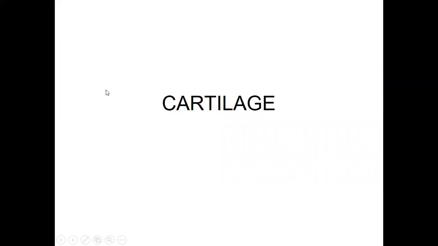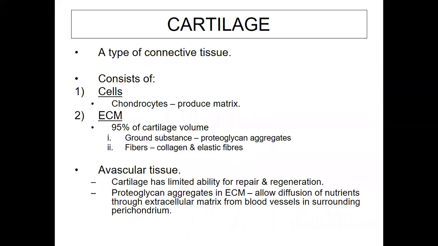That is regarding the bone. Now we're going to move to the cartilage. For the cartilage part, cartilage is also a type of connective tissue, like the bone. It consists of a cellular component and also an extracellular component, the extracellular matrix.